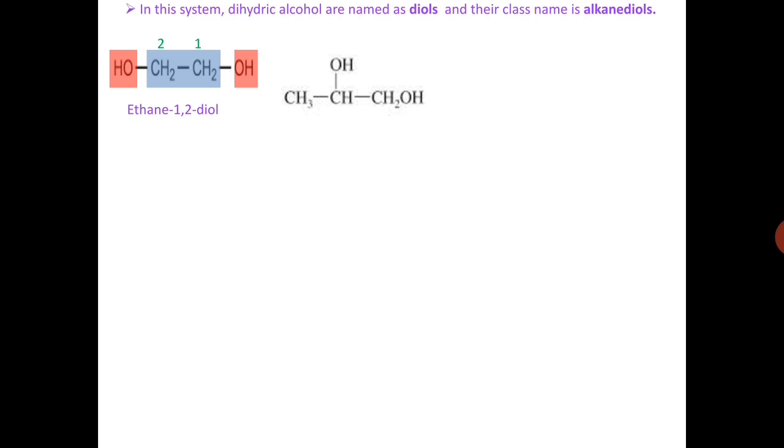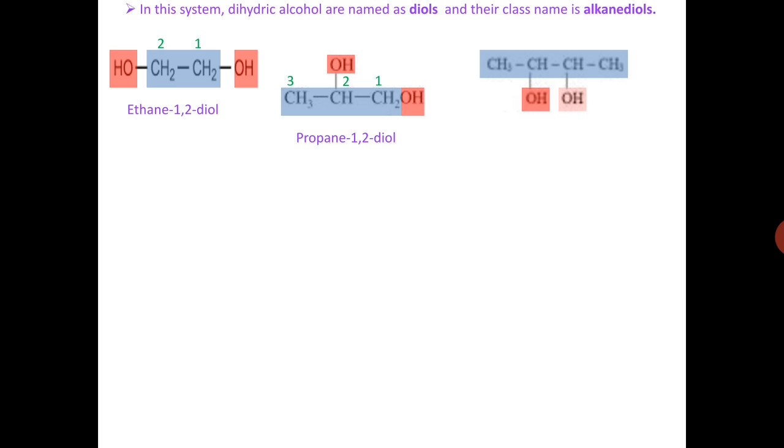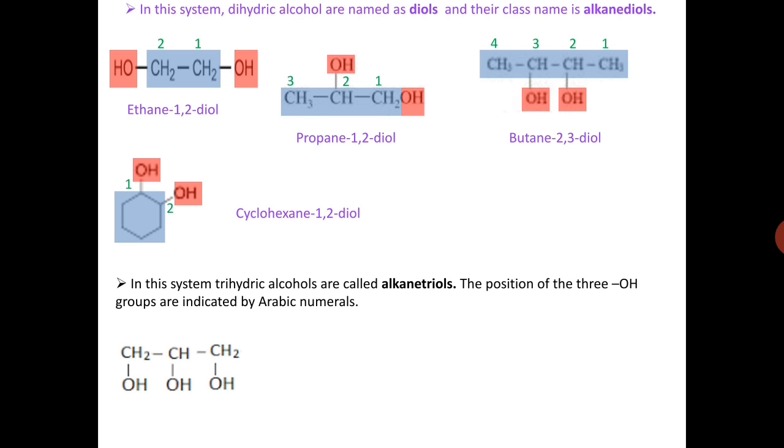Similarly here the OH groups are attached to the 1 and 2 positions, therefore we call it propane-1,2-diol. Here there are 4 carbons and 2 OH groups, therefore we give the number from there: 1, 2, 3 and 4, therefore it is butane-2,3-diol. Here also a cyclic compound is cyclohexane-1,2-diol.